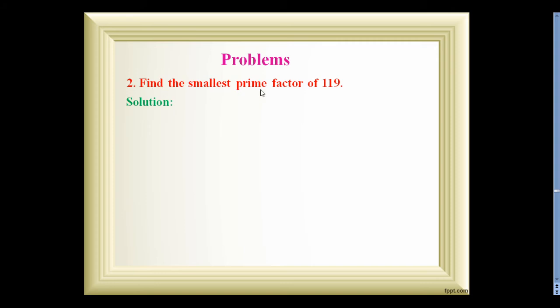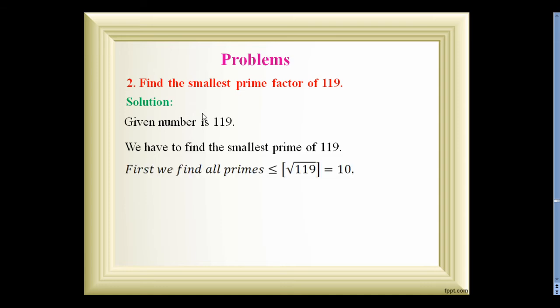Second problem, find the smallest prime factor of 119. So we'll see the solution. The given number is 119. We have to find the smallest prime factor of 119. First we find all primes less than or equal to the square root of 119. The nearest square number you should take, less than that, is 100. The square root of 100 is 10. The primes which are less than 10 are 2, 3, 5, 7.